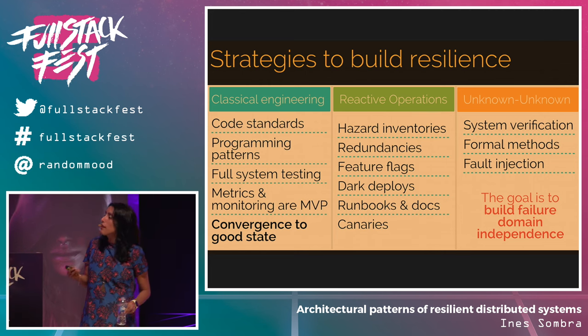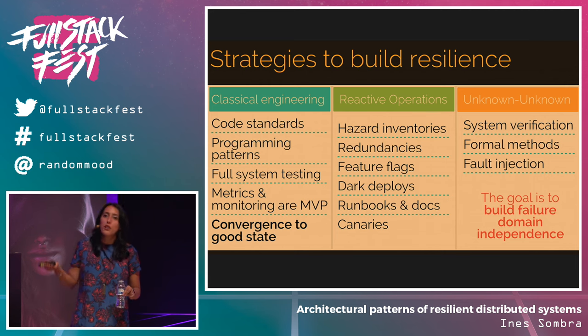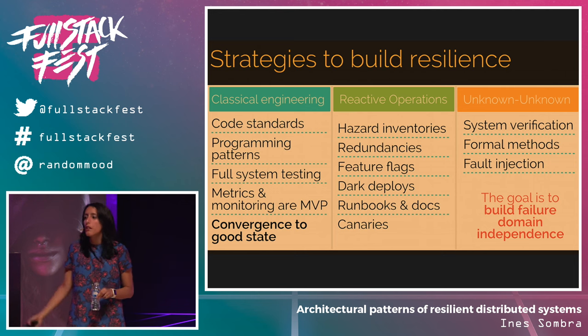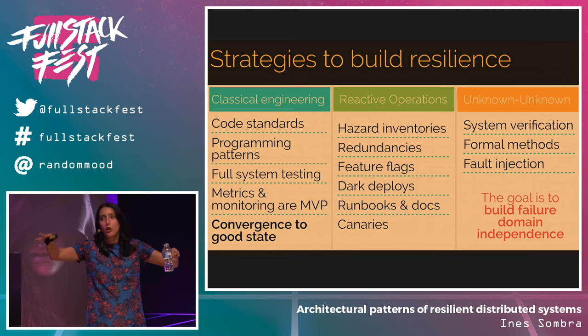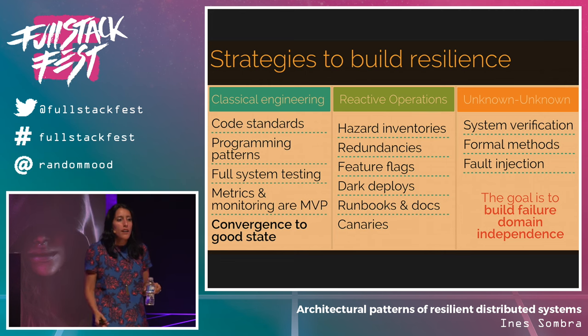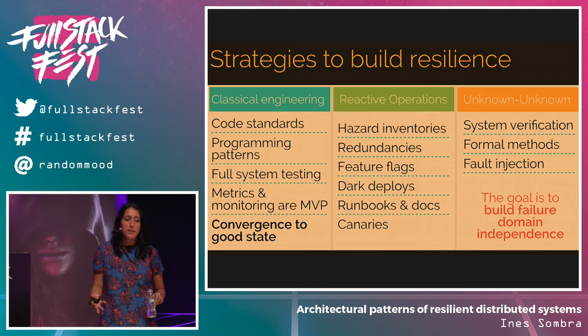In reactive operations, we have an inventory of things that could be hazardous to your application. You need to know them and add redundancies. You can use feature flags to deploy code to production. You can do dark deploys, where you push code out into the world but no traffic has been turned on. Runbooks and documentation are also very important, and you can have canaries. These are the things you can do within reactive operations to make an application much more resilient.